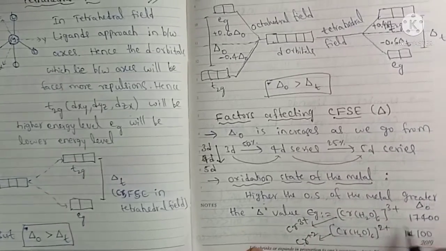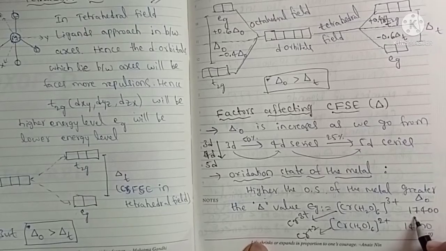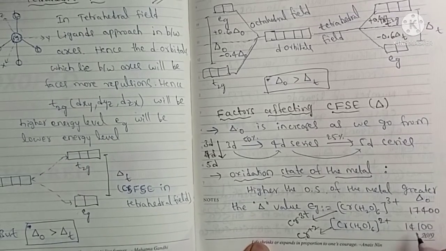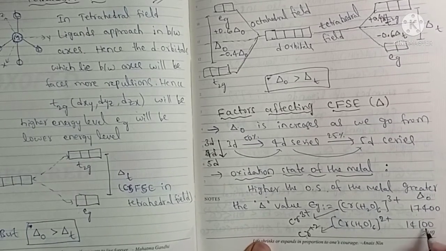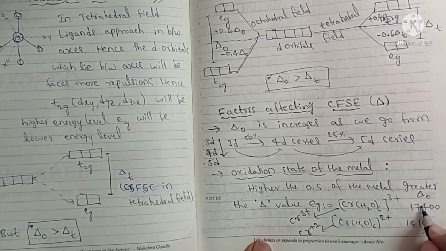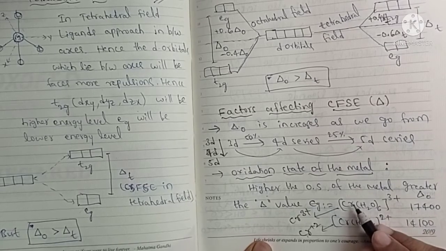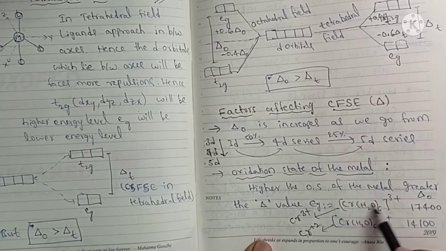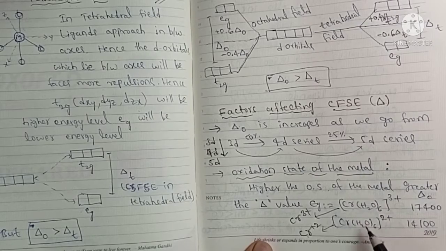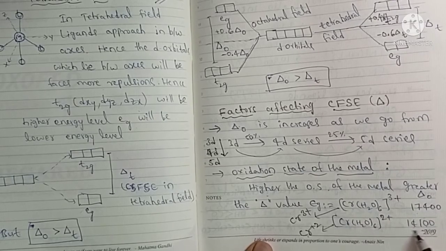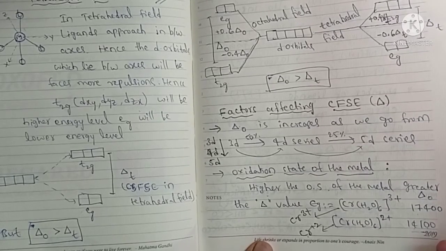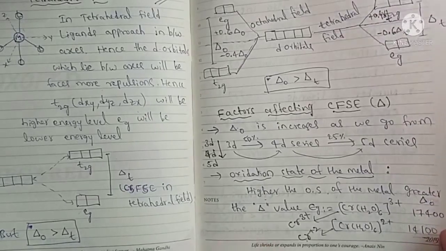So that's why this will have a delta naught value of 17,400 and this is 14,100, meaning the higher value is for chromium plus 3. So for this complex the CFSE value is higher, and for this complex it is lower, because of the oxidation number. So this is the second factor.